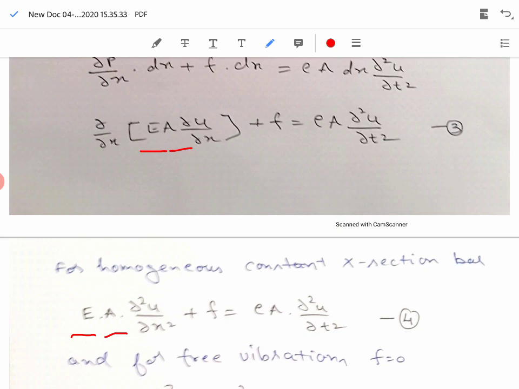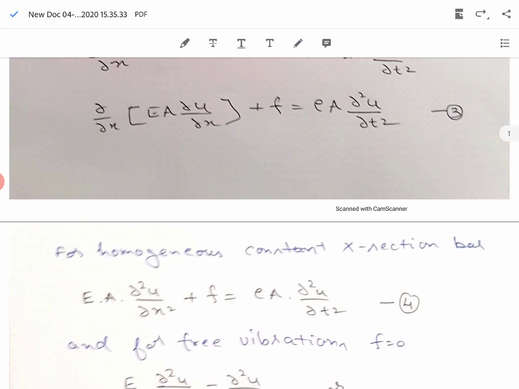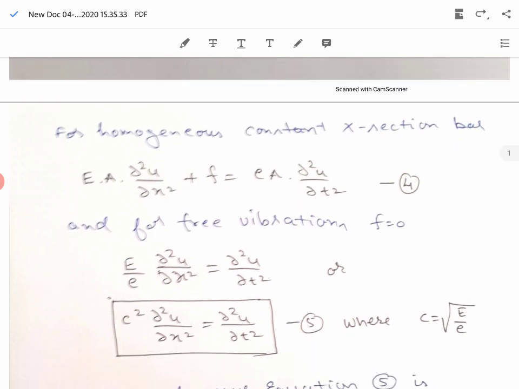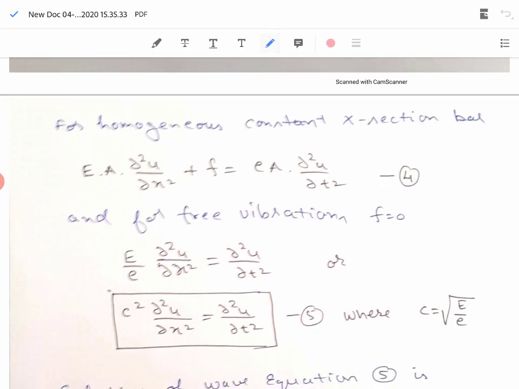So what remains is EA del square u by del x square plus F equal to rho A del square u by del t square. Now the equation 4 that we see here belongs to the homogeneous constant cross-section bar forced vibration. In case the bar is having free vibration, that means external force F is 0, this equation gets reduced to this equation, and finally we get our familiar wave equation by using C equal to under root E by rho.